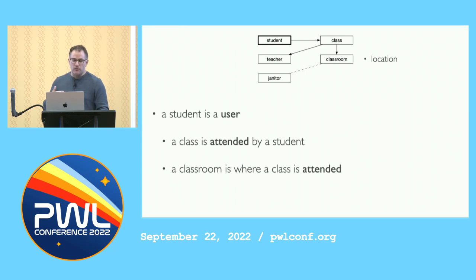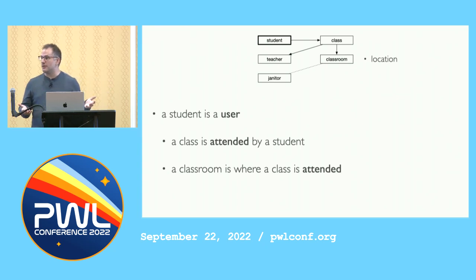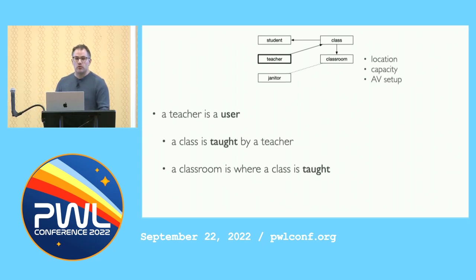And so when we think about what is a classroom, we say, oh, well, a classroom is where a student attends a class, right? What do we need to know about it? Well, we need to know its location so they can get there, right? But if we think, what if the teacher's a user? Well, now a classroom is where a class is taught, right? We don't only need to know what the location is, we also need to know its capacity. We also might need to know what's its AV setup, right? How many students can I teach? How can I teach them?